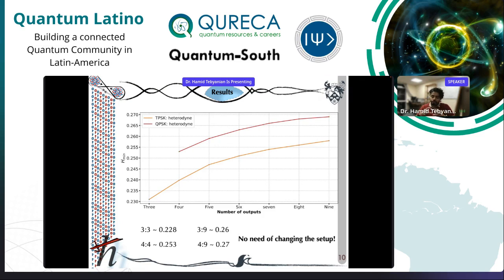For instance, you can consider you have a device which generates quantum random numbers. You don't need to touch it. Only by changing the post-processing, simply by increasing the number of outcomes, you can increase the amount of extractable random numbers. So you can increase the rate, which is a good achievement.